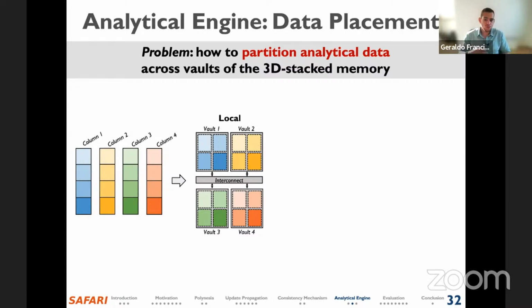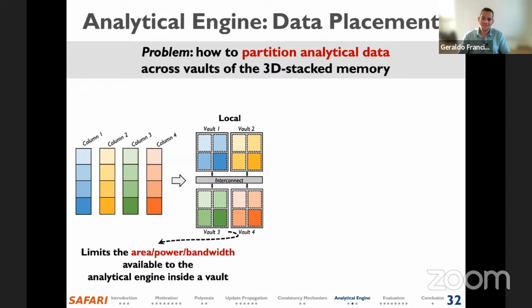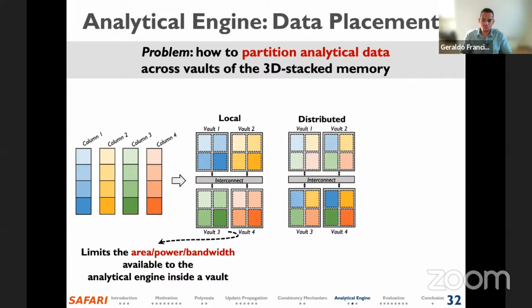The first approach is to locally partition each column to a single vault. Thus, a column is going to be entirely contained in a single vault. However, since each vault has a fixed area and power budget and contributes a fraction of the total memory bandwidth of the 3D stacked memory, this approach limits the area, power, and bandwidth available to the analytical engine inside a single vault. Second, we can distribute all of the columns across all of the vaults. However, this approach can lead to inter-vault communication, which increases the memory access latency and reduces memory bandwidth.